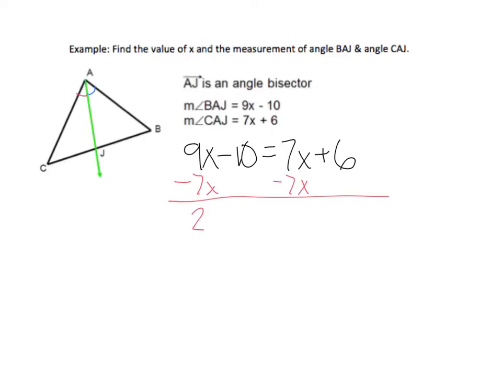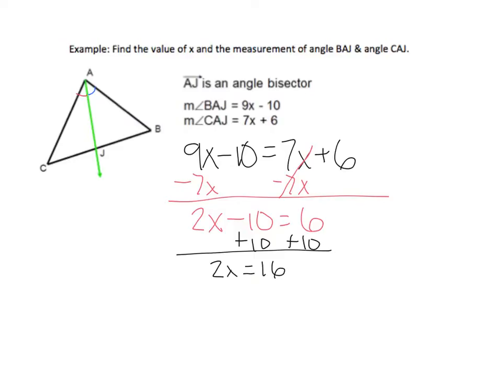So subtracting 7x from both sides, I get 2x minus 10 equals, that canceled out, 6. I'm going to add 10 to both sides now. You get 2x equals 6 plus 10 is 16. Last step is to divide both sides by 2. And we get a grand total of x equals 8. So that's the first part. We know that x equals 8.